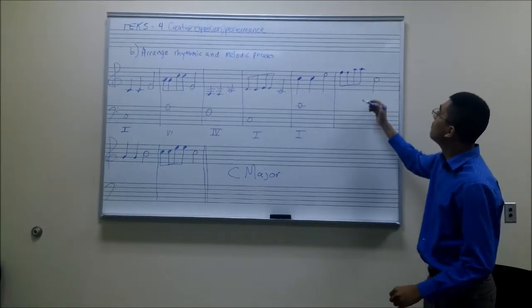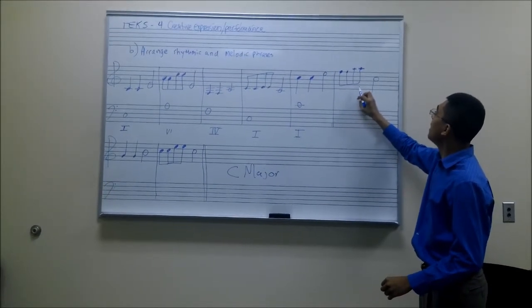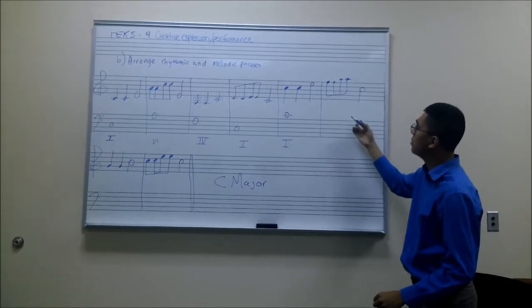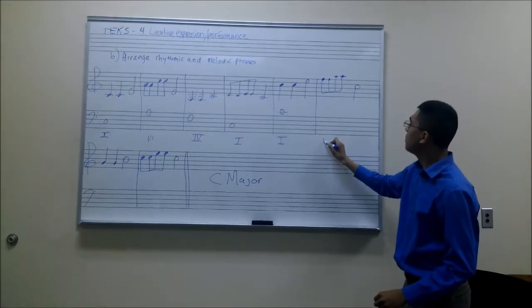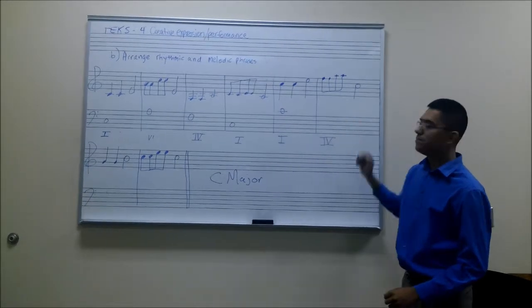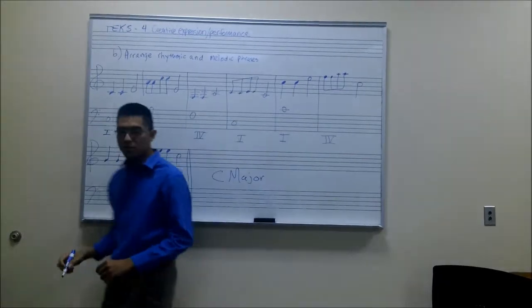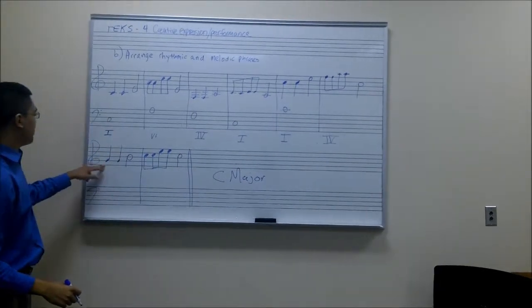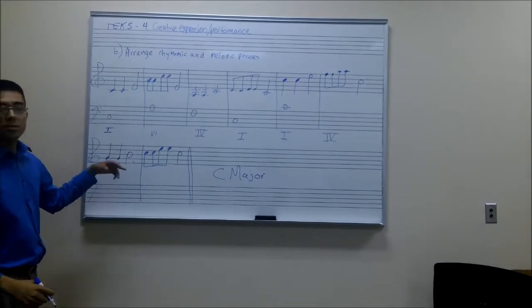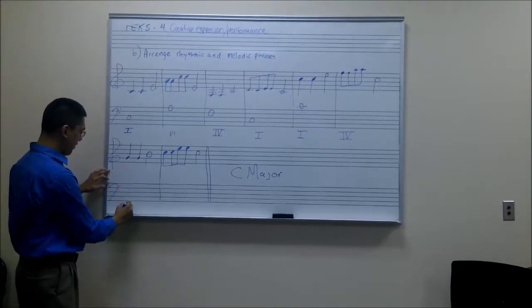Then we have an F, F, C, F, F, A, A, C. So in this case, we got another 4. We're going to label that. And then we got our last 2 measures down here, which we get a G, G, B. So in the key of C, here we got our 5, another 5 chord right here.